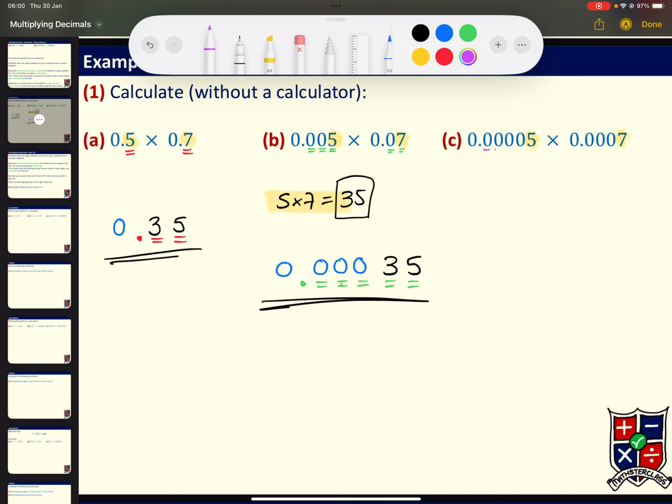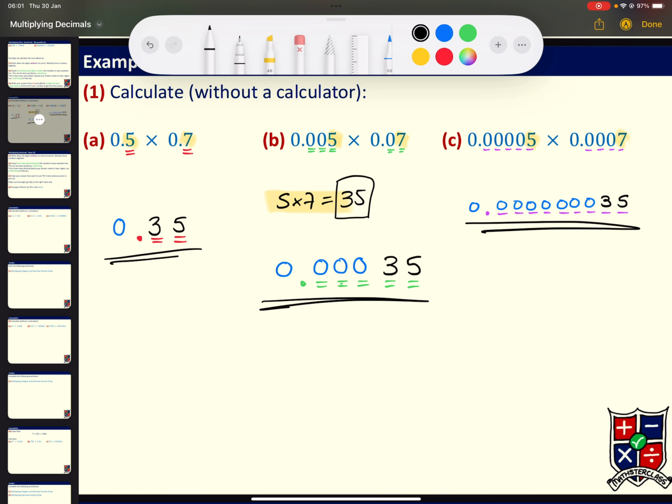And lastly, same goes with the last one. We count the number of decimal places that exist in the question. 5 there, 4 here, and that means that our final answer is going to have 9 decimal places. 8, 9, have I counted that? Yep, 9 decimal places. We fit the 5 and the 3 in, and then fill in the blanks with zeros, giving us 0.7 zeros followed by a 35 as our answer for that.